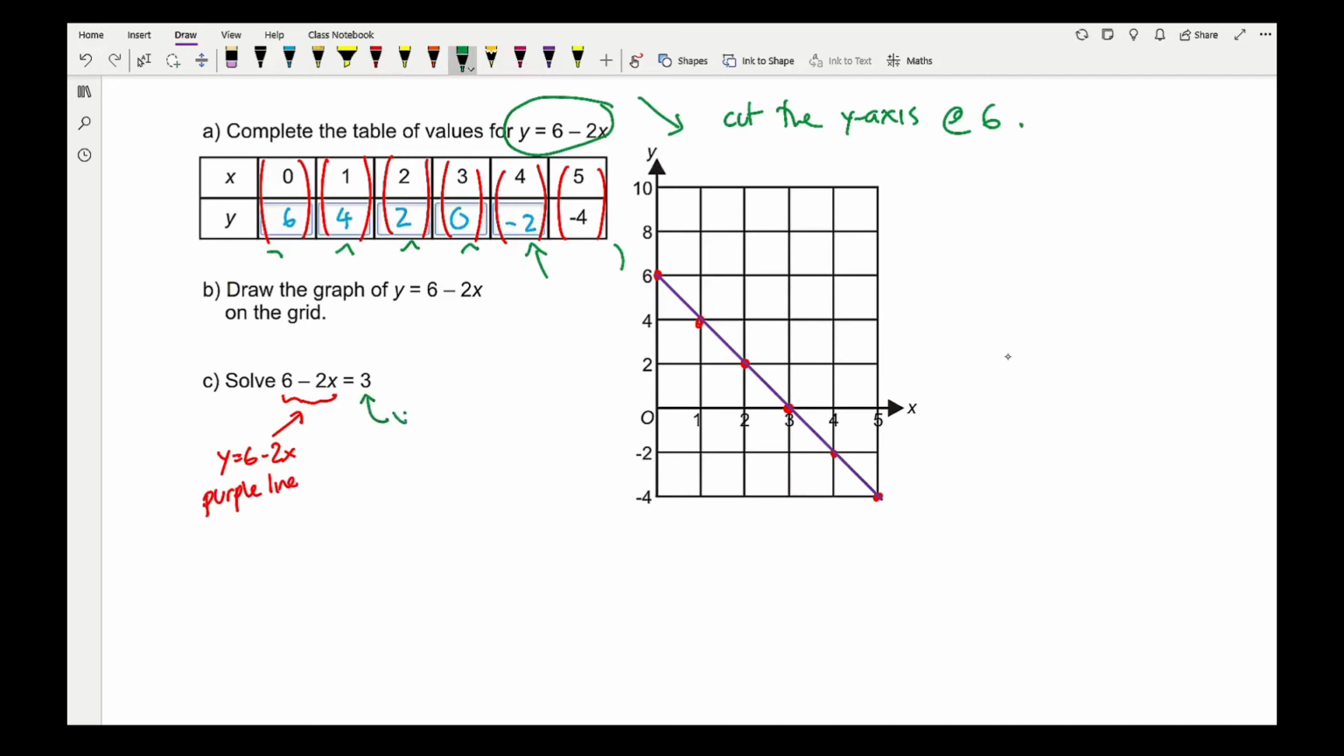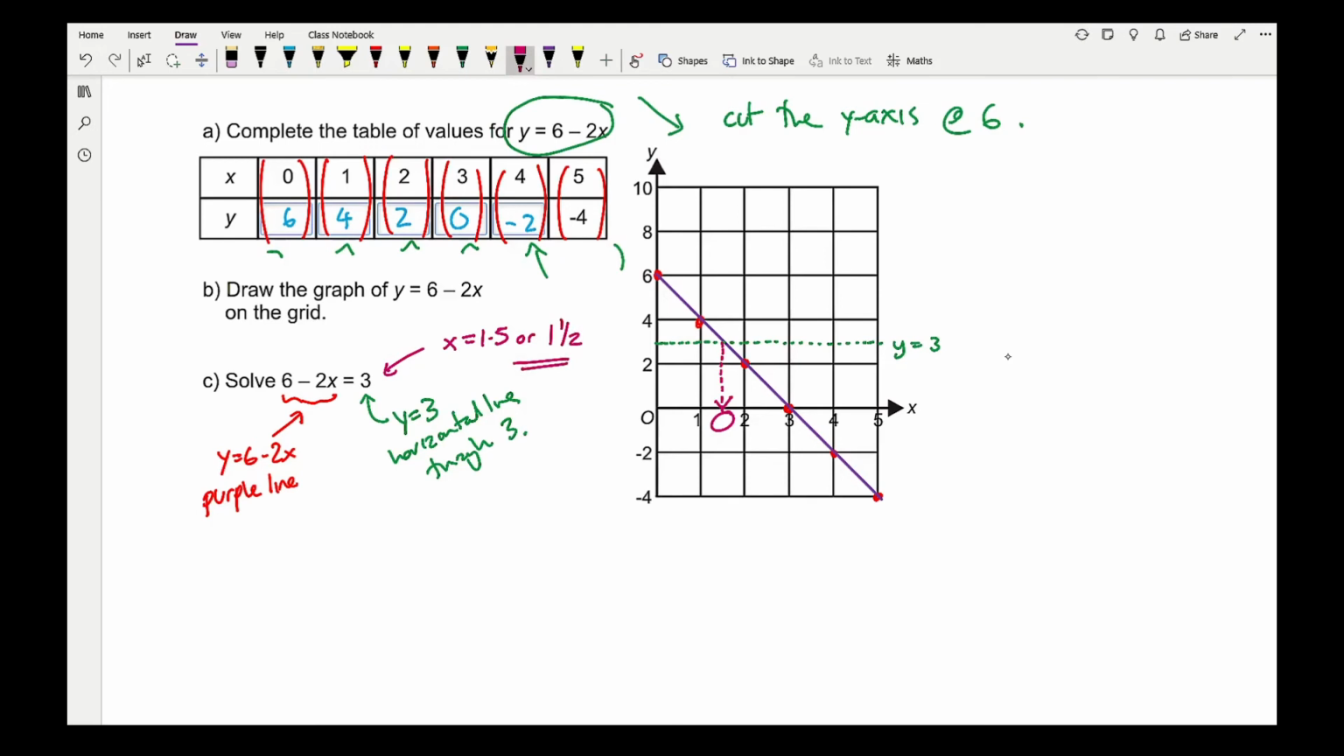Now, if I plot y equals 3, well, that's going to be a horizontal line through 3. So 3 is here, so I'm just going to draw a line of y equals 3. And again, I should be using a ruler. And what the question is asking me is to solve this equation. So what they're looking for is, what is this number here? So looking at the graph, this answer is going to be x equals 1.5.